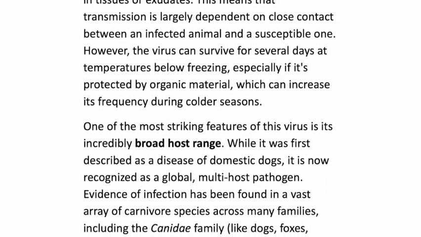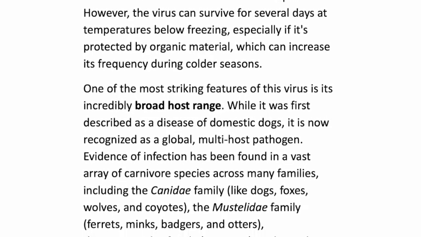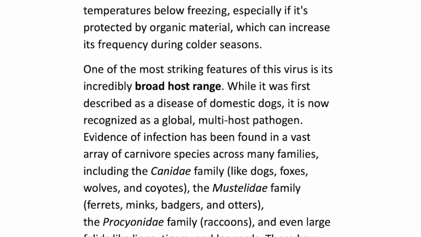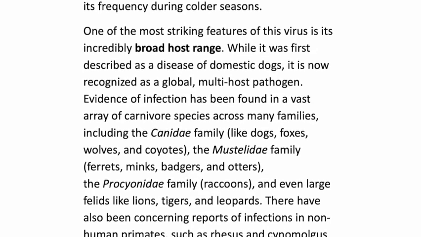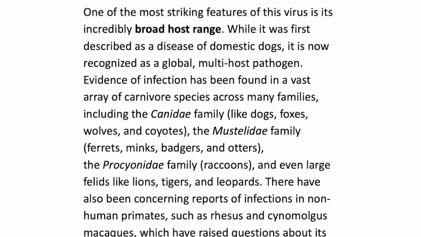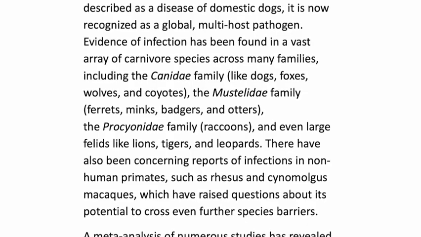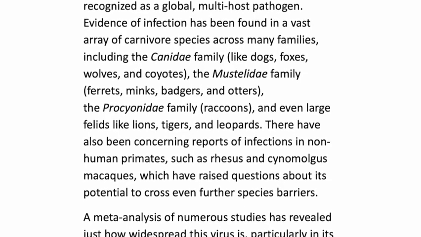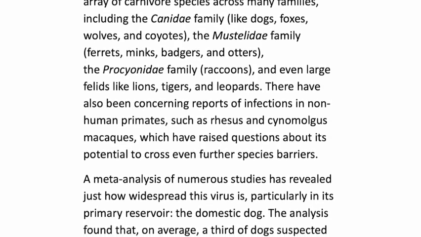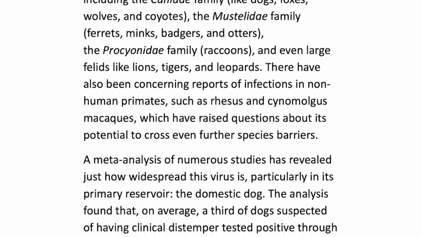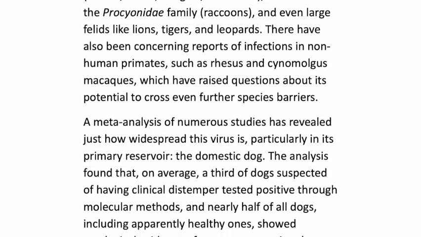One of the most striking features of this virus is its incredibly broad host range. While it was first described as a disease of domestic dogs, it is now recognized as a global, multi-host pathogen. Evidence of infection has been found in a vast array of carnivore species across many families, including the Canidae family, like dogs, foxes, wolves, and coyotes, the Mustelidae family, ferrets, minks, badgers, and otters, the Procyon family, raccoons, and even large felids like lions, tigers, and leopards. There have also been concerning reports of infections in non-human primates, such as rhesus and cynomolgus macaques, which have raised questions about its potential to cross even further species barriers.